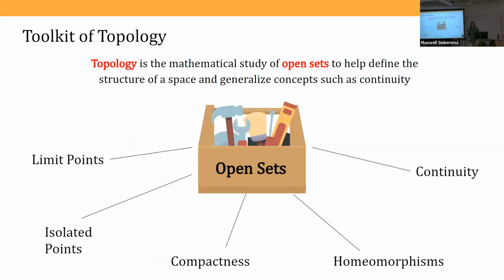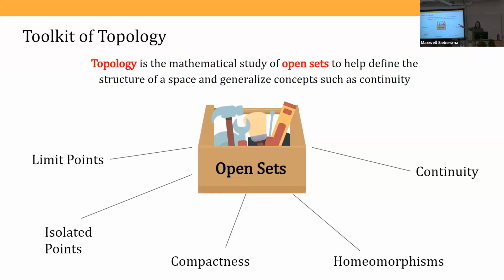So I obviously can't go through all of the math that you're going to need to understand polymer quantum mechanics in one sitting, but I believe that the most important ideas that we need for this discussion come from topology, which is the mathematical study of open sets. And we can use open sets to talk about what the overall structure of a space looks like and generalize some familiar concepts from calculus, like continuity.